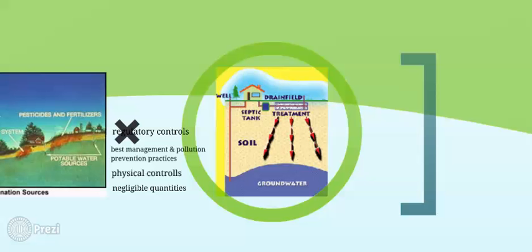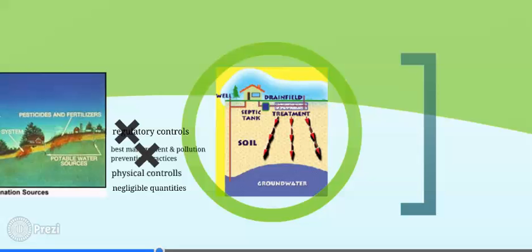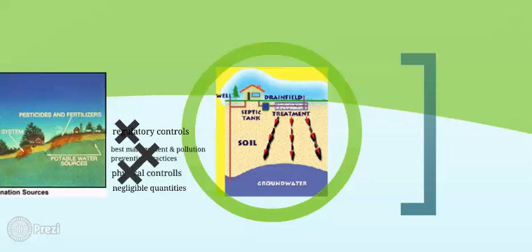How about best management and pollution prevention practices? In this case, we're talking about landowners. They may know and be using these practices, but we can't guarantee that. So no. Okay, next, physical controls. We often see justification for physical controls when there is a protected aquifer. However, a physical control needs to be a man-made structure inhibiting contamination, such as the lining of a pond or a cement pad. That is not the case with the septic system, so no.